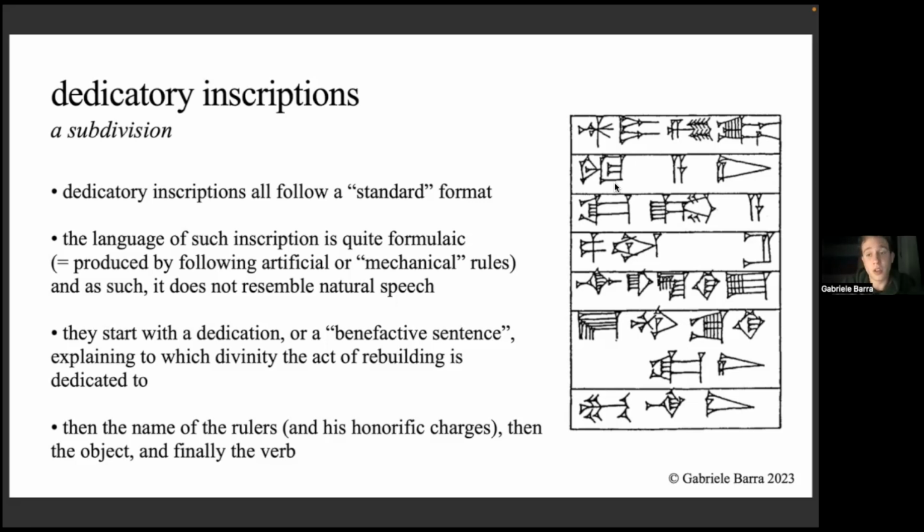And how do they start? They start with a benefactive sentence. So they start by saying to whom the rebuilding is dedicated, to what god, to what divinity. Then you say the name of the king and the titles, the honorific titles of the king. King of what? King of Sumer, king of what city? And then you say the object, and then the verb at the end.